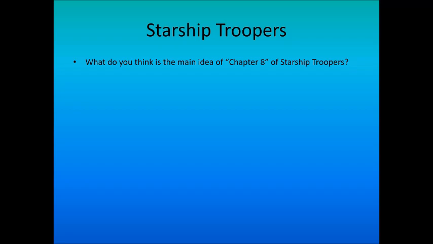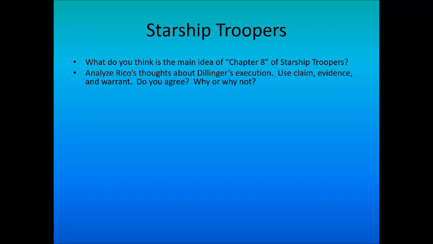Okay, I think for my lecture here, we're going to skip this question and come back to it towards the end. Okay, so let's go ahead and jump into the second question. Analyze Rico's thoughts about Dillinger's execution. Use claim, evidence, and warrant. Do you agree? Why or why not?